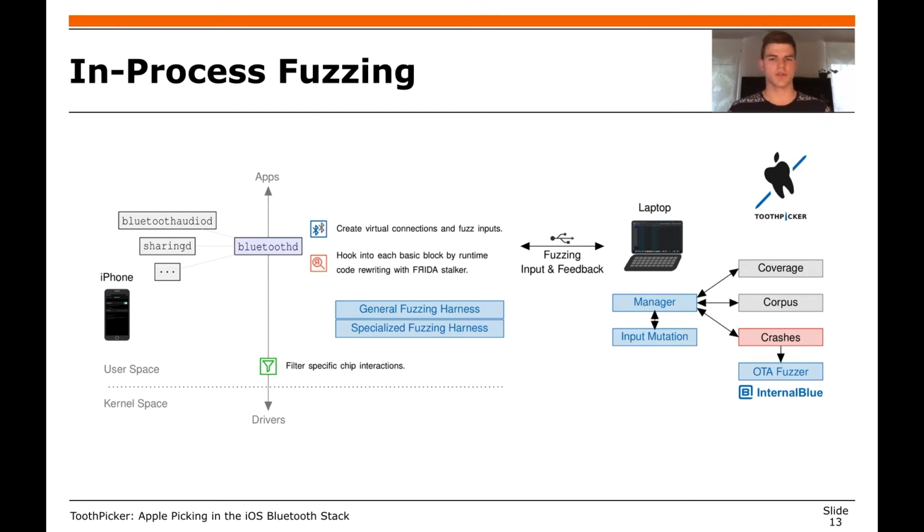So this is a general overview of the architecture of ToothPicker. On the right-hand side, you can see the management component, which consists of input mutation using Radamsa. It stores the coverage corpus, it handles crashes, and it communicates with the Frida agent that is injected into the Bluetooth D process. And on the left-hand side, you can see the virtual connection creation, the basic block hooking by Frida Stalker, and also at the bottom, the filter of specific chip interactions, which is something I will get into later. But let's first have a quick look at the management component and at the overall fuzzing process.